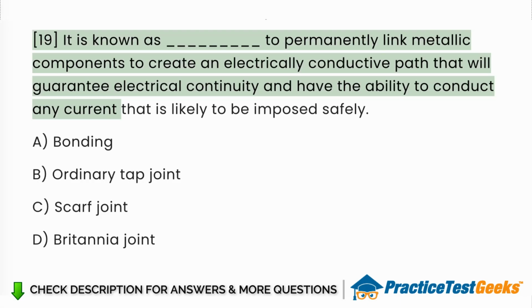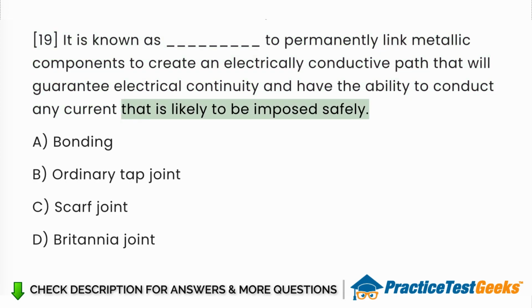It is known as blank to permanently link metallic components to create an electrically conductive path that will guarantee electrical continuity and have the ability to conduct any current that is likely to be imposed safely. A. Bonding. B. Ordinary tap joint. C. Scarf joint. D. Britannia joint.